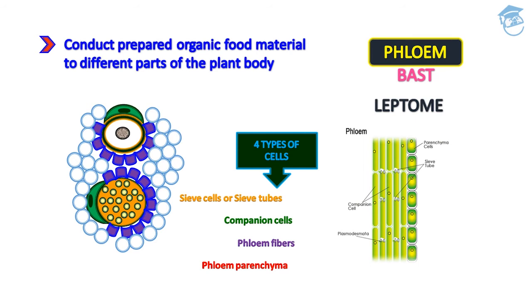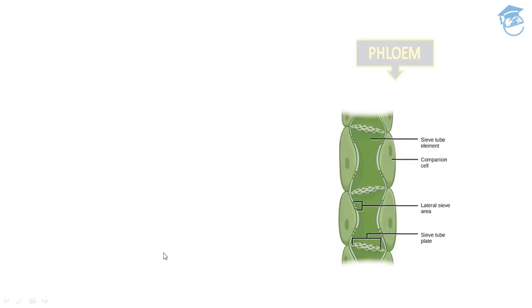So these are the four types of phloem cells. Sieve tube cell, which is this. Then comes the companion cell, which is represented by this green color and has prominent nuclei. Then comes phloem fiber. These purple ones are phloem fibers, which are dead in nature, and these cells are phloem parenchyma cells, which are living. So this is the transverse section of a phloem.